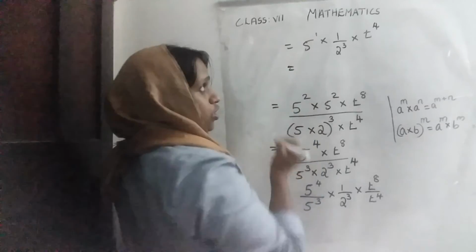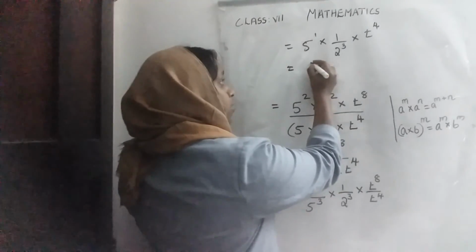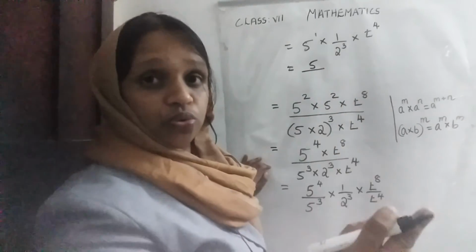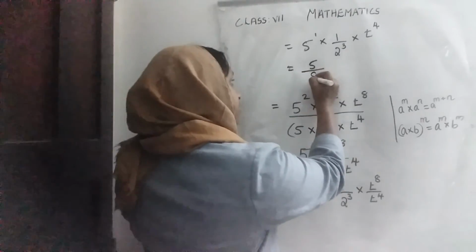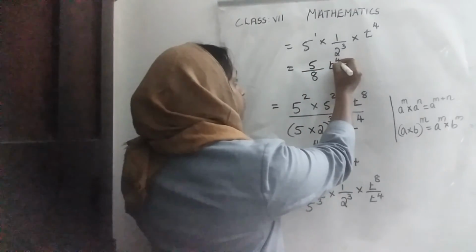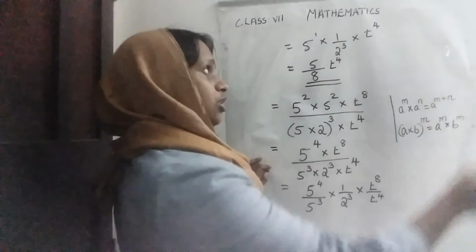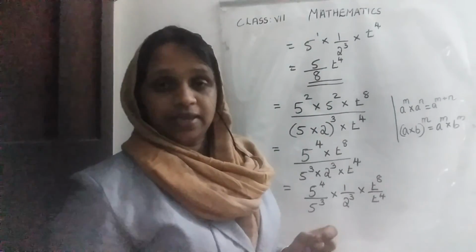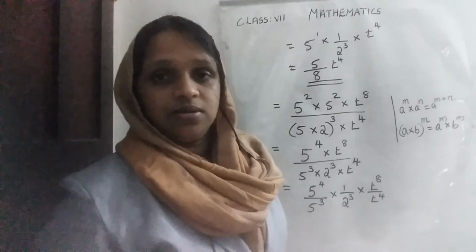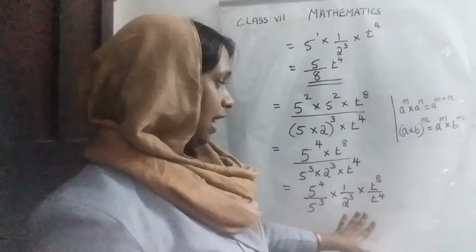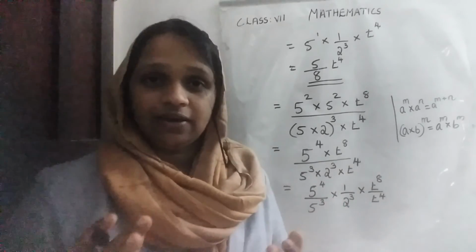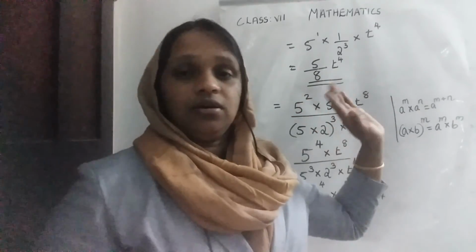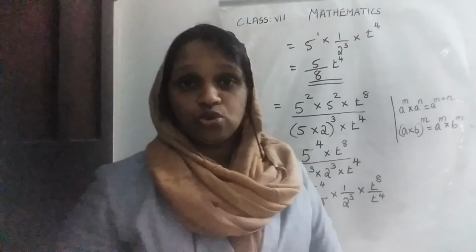Now we want to write in exponential form. 5 raised to 1 is 5, by 2 raised to 3, which is 2 into 2 into 2, it is 8, then t raised to 4. We can't do any further calculation, so we can stop here. So first we change the base and apply the laws, then we club the terms which have the same base or same exponent and apply the laws. Then we get the answer 5 by 8 t raised to 4.